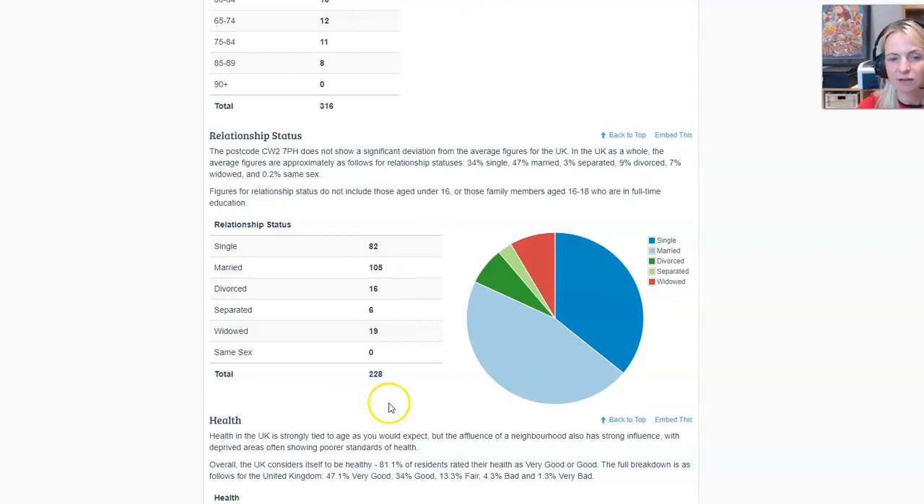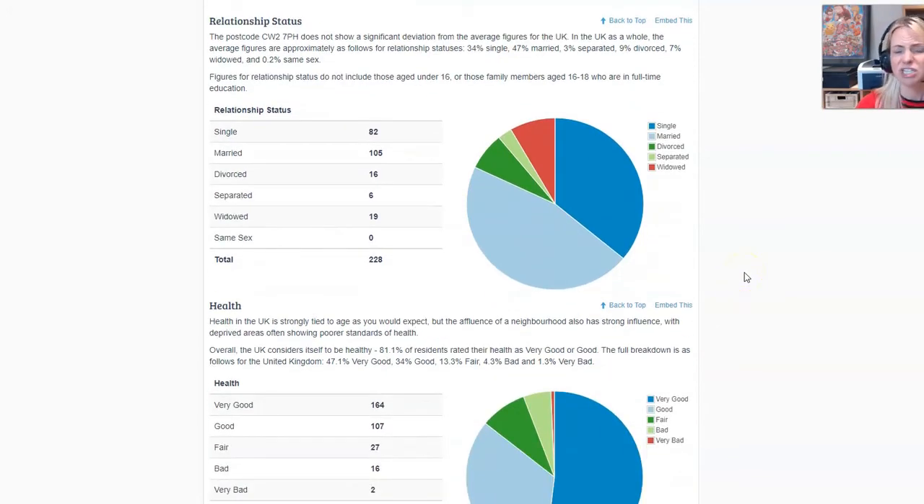82 out of that population were single. 105 were married, so there are more people in this area who are married than are single. 16 of those 228 people are divorced, some are separated, and some are widowed. So if you look at the overall chart, the dark blue right through to the dark green, which we could say are individual households, again, we can see that there are more people living individually on their own than there are people who are married or possibly in a family.